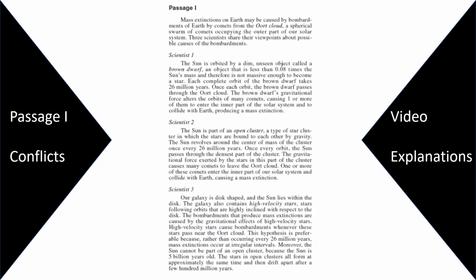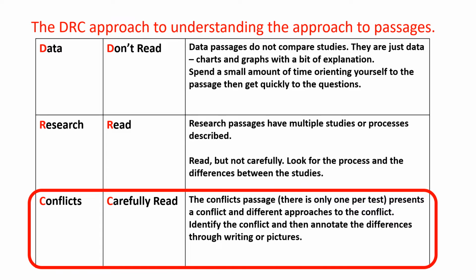This is a conflicts passage. We know it's conflicts because it compares scientist 1, scientist 2, and scientist 3. Conflicts passages will compare scientists or students, sometimes hypotheses or methods. For the DRC approach, C stands for conflicts, and that's carefully read.